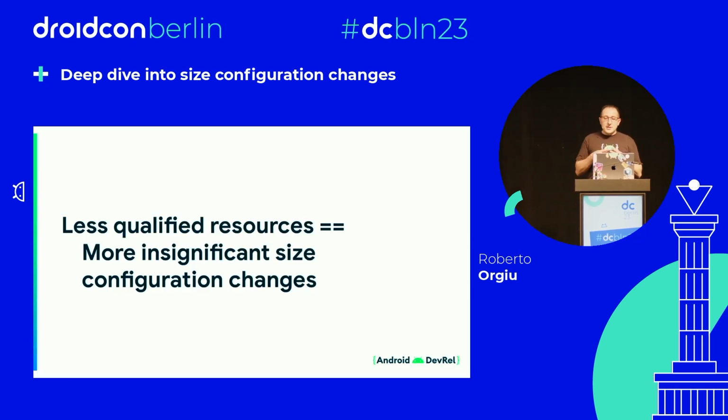Because insignificant and significant size changes are based on resources, if you have, for instance, a Compose app that doesn't rely at all on qualified resources, you will have many more configuration changes that are classified as insignificant. Again, significant size configuration changes are based on the fact that you change the bucket. But if you never change the bucket, they cannot trigger. So you may run into the issues that we just mentioned.